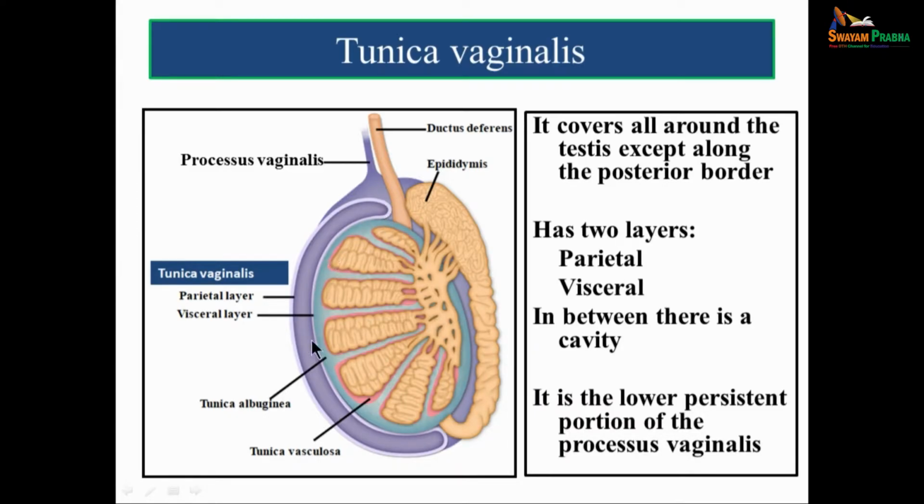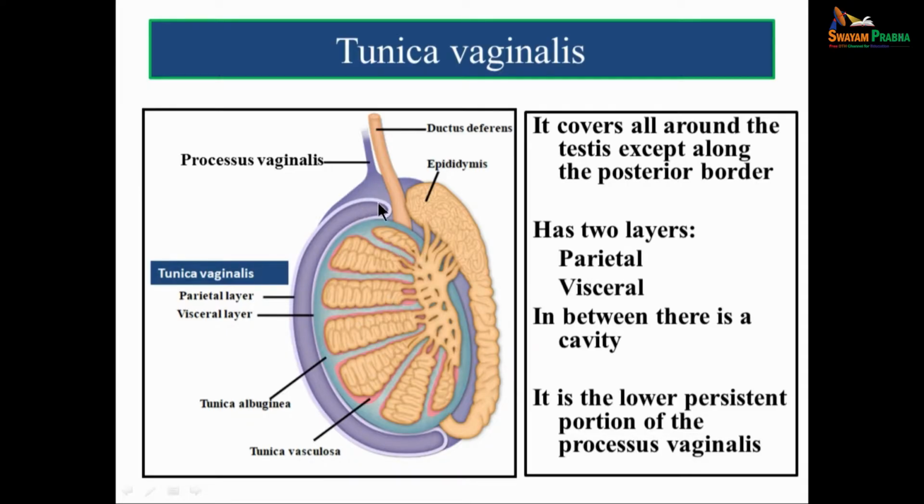So this is the anterior border of the testis here. Please observe this picture. This is the section of the testis showing the interior also. Now this is the anterior border, this is the posterior border, and here you see the epididymis, and this is the outermost covering, that is the tunica vaginalis. Next to that you see a fibrous tissue covering, that is the tunica albuginea, and the innermost covering which covers the lobules is called the tunica vasculosa. Now I am going to discuss the tunica vaginalis.